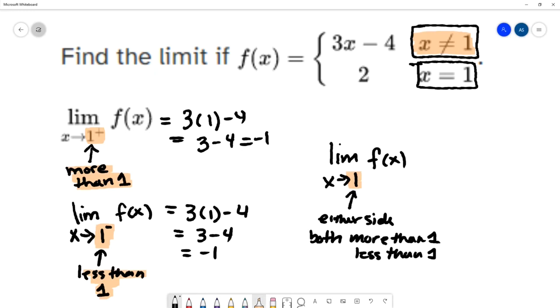And we've already worked these out. For more than 1, we know the limit approaches negative 1, and for less than 1, we know the limit approaches negative 1. So these are agreeing with each other, and from both sides, the limit is approaching the same value of negative 1. So the limit as x approaches 1 of f of x is negative 1.